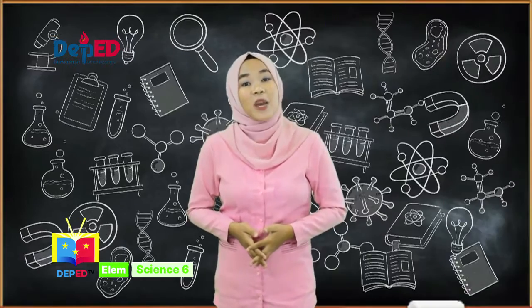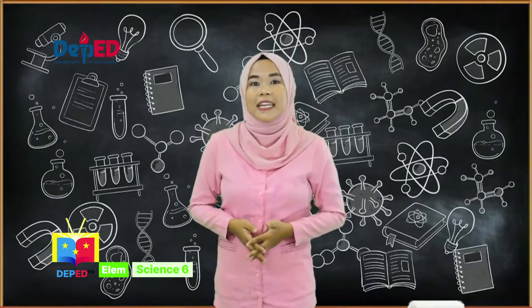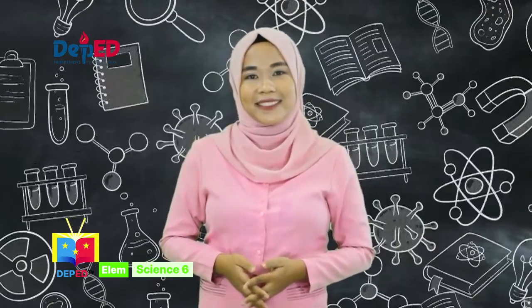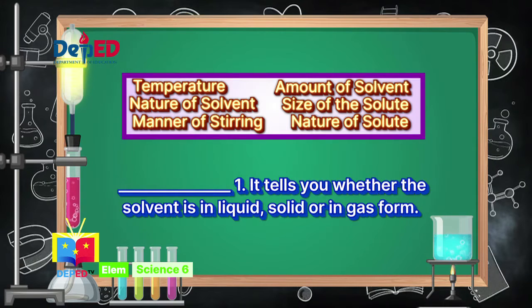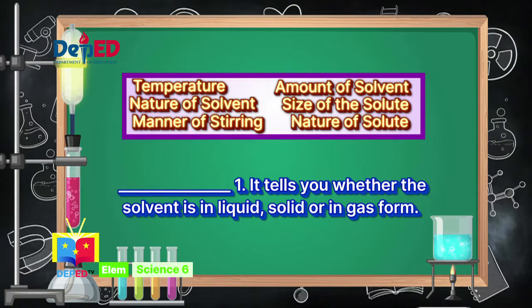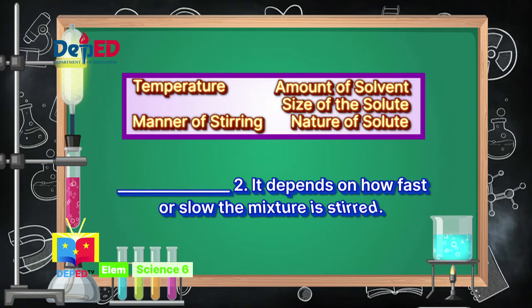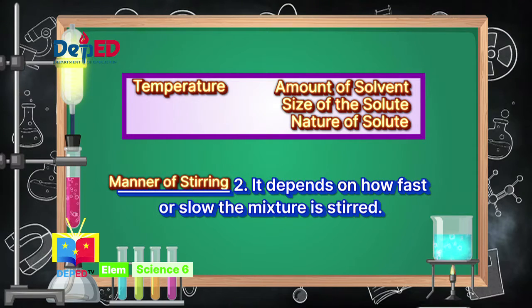In the given situation, identify what factors affect the solubility of the following materials. Choose your answer inside the box and write your answer on your paper. Number 1. It tells you whether the solvent is in liquid, solid, or in gas form. The correct answer is nature of solvent. Number 2. It depends on how fast or slow the mixture is stirred. The correct answer is manner of stirring.